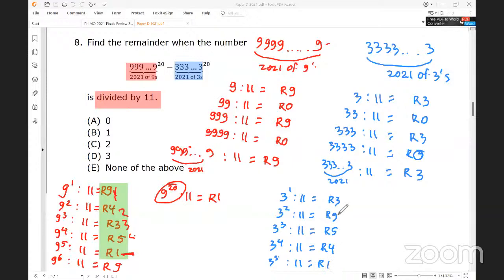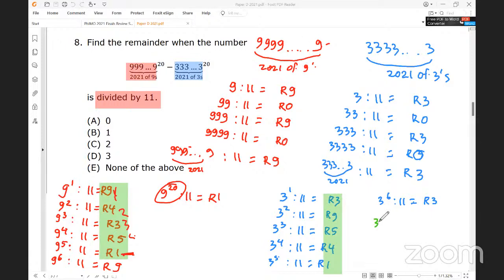See, we have another pattern. Of course, we can continue: 3 to the power of 6 divided by 11. Then the remainder is 3. We're going back to the first one. Okay, it's already repeating. Then this one, it still has 5.